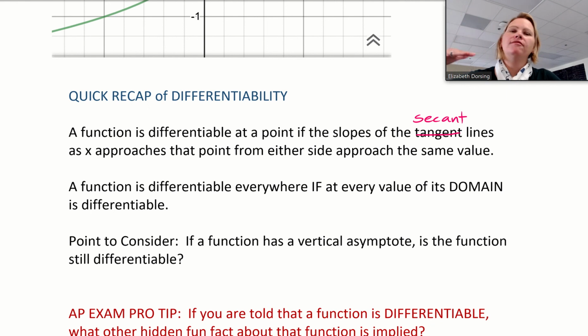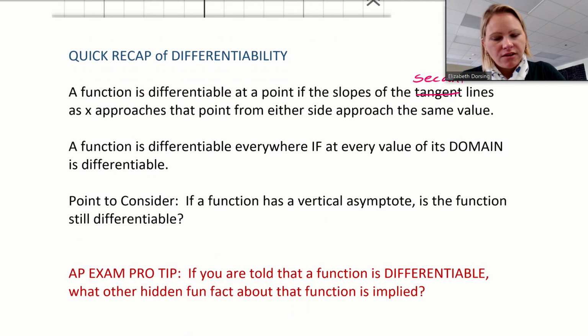So you can still have a vertical asymptote. Remember, vertical asymptotes are not considered part of the domain. So if you have a function that has a vertical asymptote, you can still be differentiable everywhere in the domain. So if a function does have a vertical asymptote, it's still differentiable.